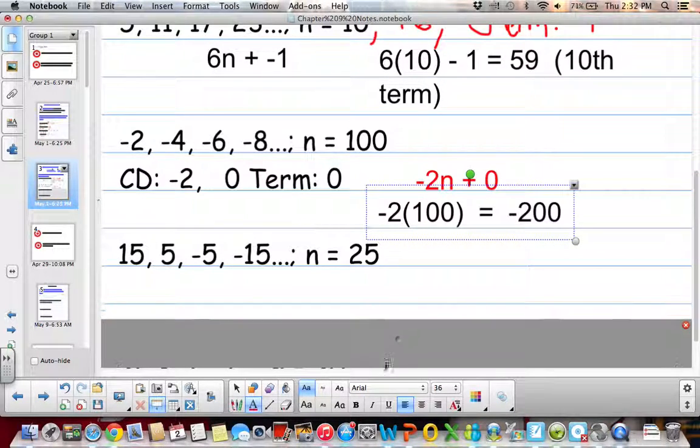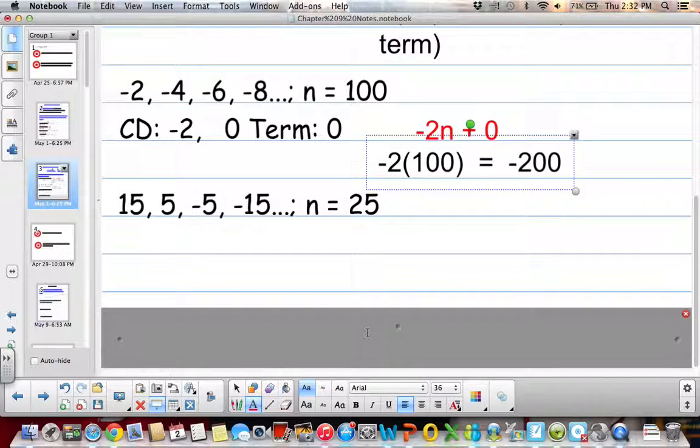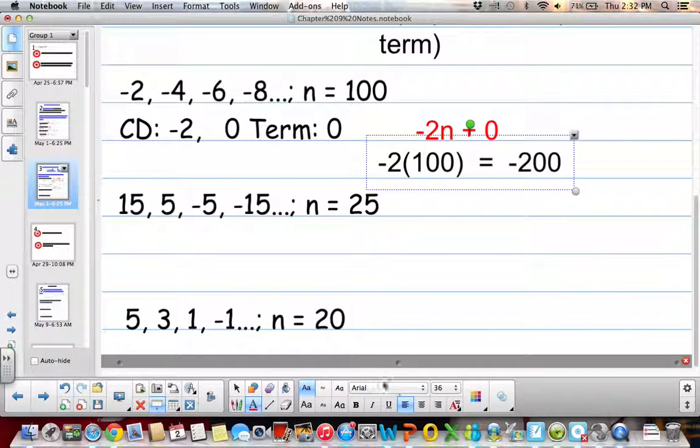Okay, so I want you to pause me and do these 2 sequences. This one with 15, 5, -5, and -15, and then 5, 3, 1, -1. Find the common difference and find the 0 term.